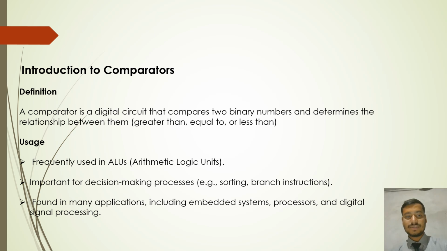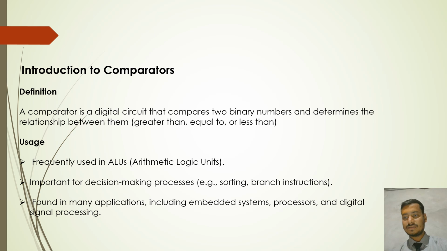Introduction to comparators. Definition: a comparator is a digital circuit that compares two binary numbers and determines the relationship between them: greater than, equal to, or less than. Uses: frequently used in arithmetic and logic units, important for decision-making processes, and found in many applications including embedded systems, processors, and digital signal processing.